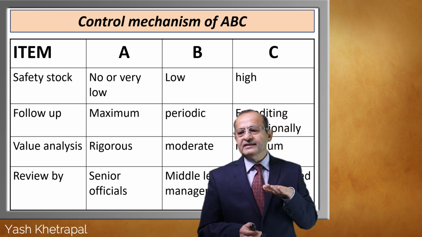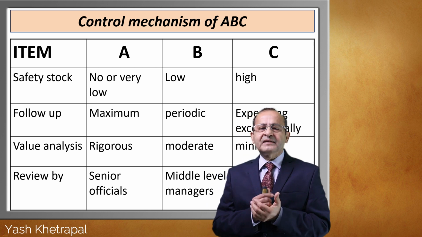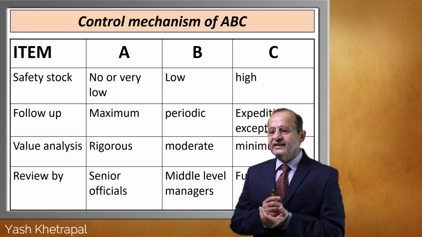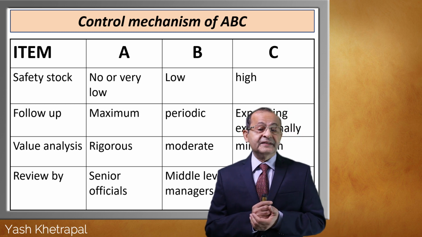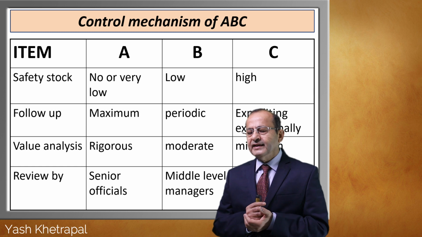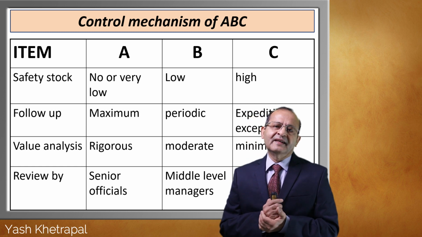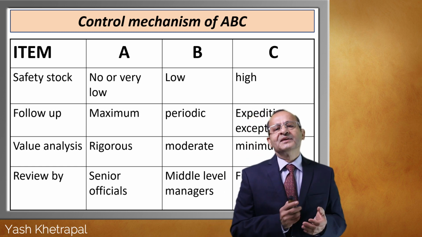Value analysis for A class is rigorous. For B class, it is moderate. For C, it's minimum. Review for A class is by the higher officials. For B, middle level managers. And for C, it's fully delegated to the juniors.